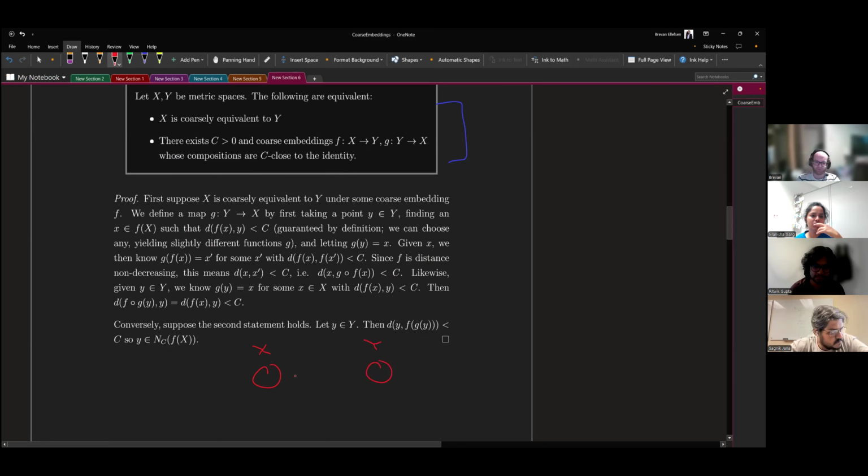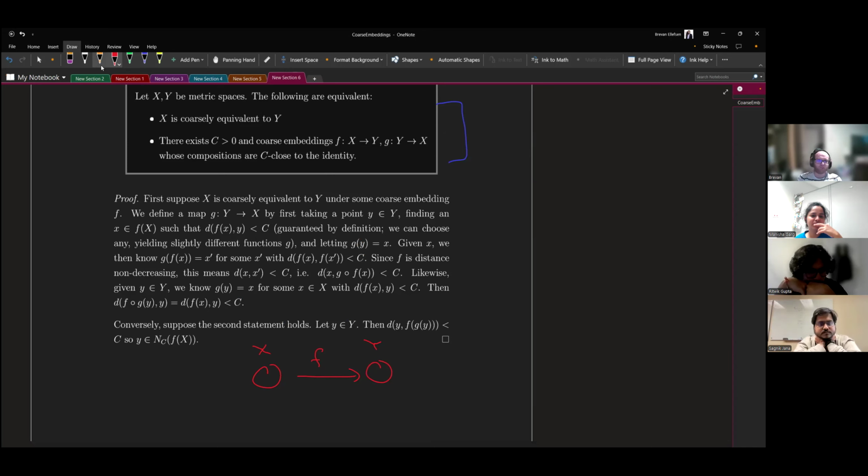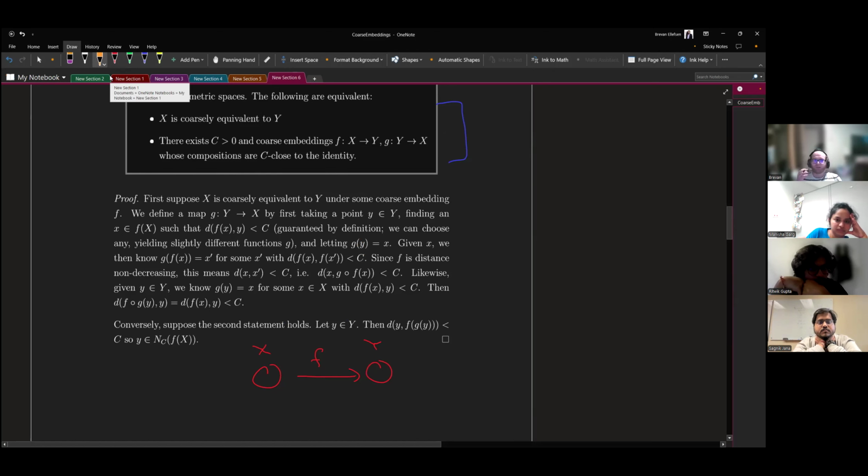I know my alphabet. Okay, and here's F. So a priori we have some coarse equivalence here. To define the map G, you can actually be rather loose with it. The idea is inside of this space Y over here, we have our image of X, we have all these points that are spread out throughout it.